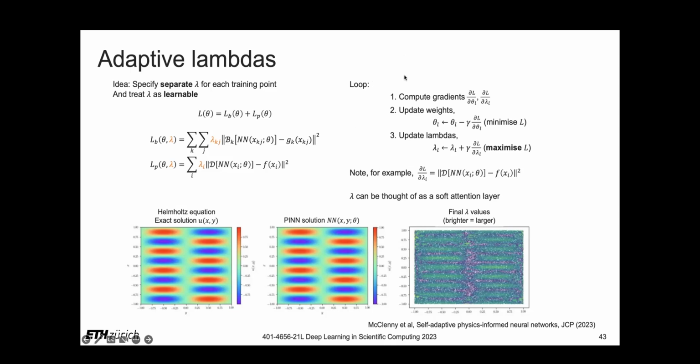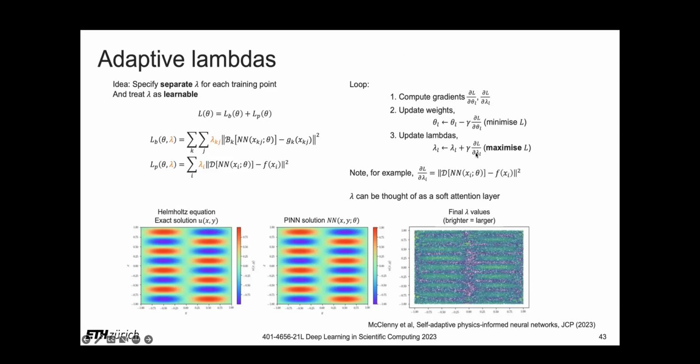So this is the training loop. You compute the gradients of your loss, update your weights just as you would normally do, minimizing the loss function, and then update the lambdas by maximizing the loss function rather than minimizing it. So why is that an interesting idea to do?